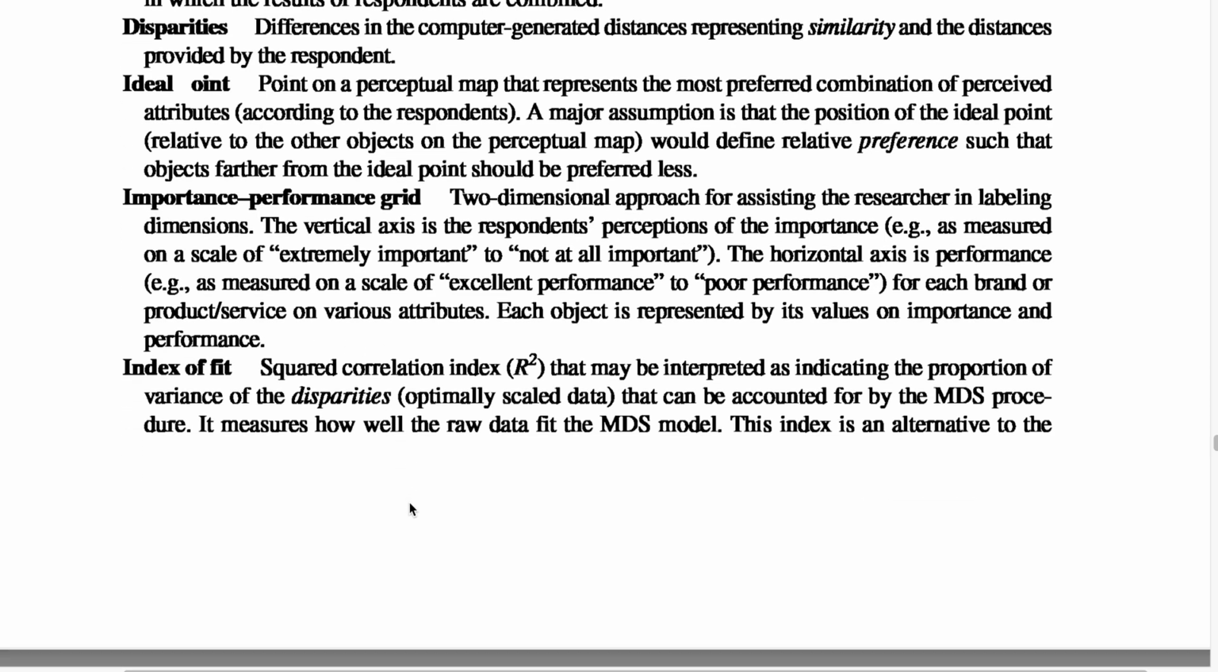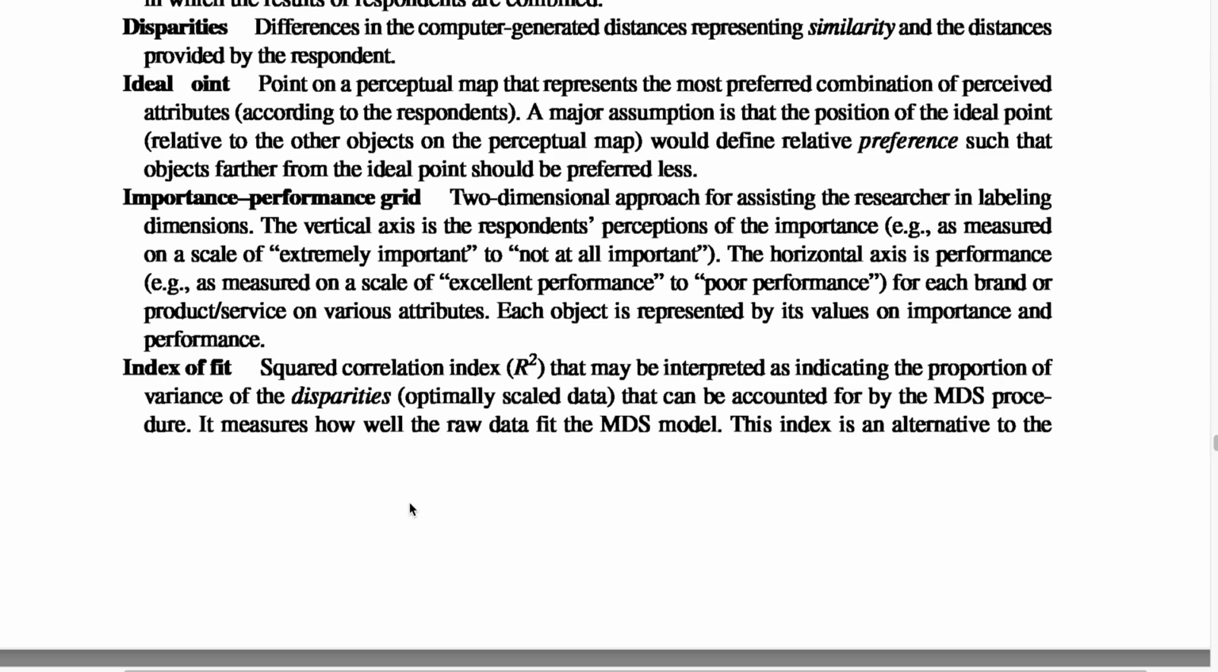Importance performance grid. A two-dimensional approach for assisting the researcher in labeling dimensions. The vertical axis is the respondent perceptions of the importance, for example, as measured on the scale of extremely important to not at all important. The horizontal axis is performance, for example, measured on the scale of excellent performance to poor performance. For each brand of the product, service, and various attributes, each object is represented by its value on importance and performance.